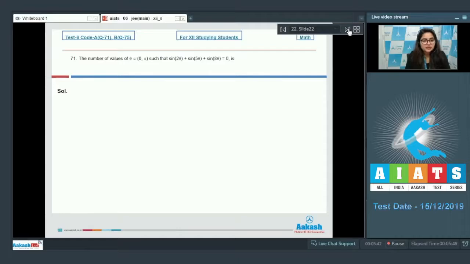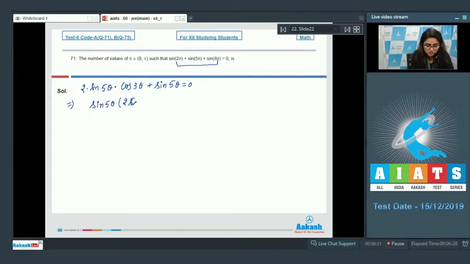Question number 71. The number of values of theta belonging to 0 to pi such that sin 2 theta plus sin 5 theta plus sin 8 theta is equal to 0. So just apply sin C plus sin D on sin 2 theta plus sin 8 theta: 2 times sin of (C plus D) by 2, that is 5 theta, into cos of (C minus D) by 2, that is 3 theta, plus sin 5 theta is equal to 0. From here just take sin 5 theta common: sin 5 theta (2 cos 3 theta plus 1) is equal to 0.